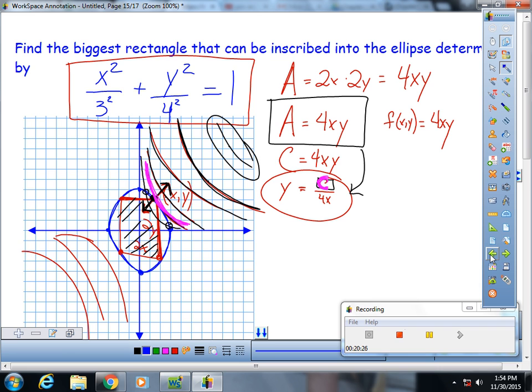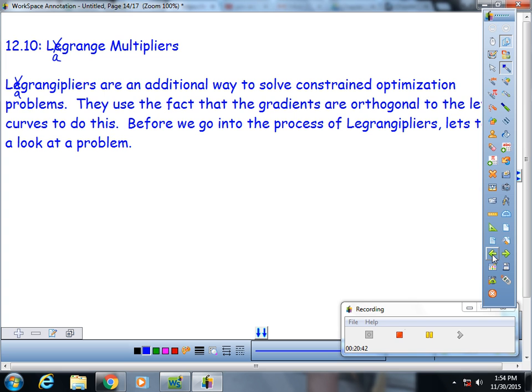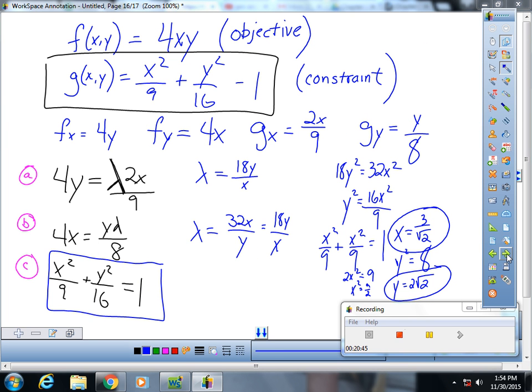Which is directly related to our ellipse, which is kind of cool. Now, you might be wondering, well, what the heck does lambda tell us? What is that value? What is the Lagrange multiplier?